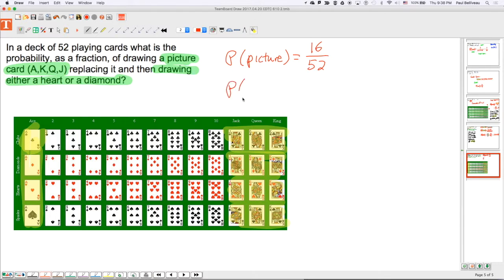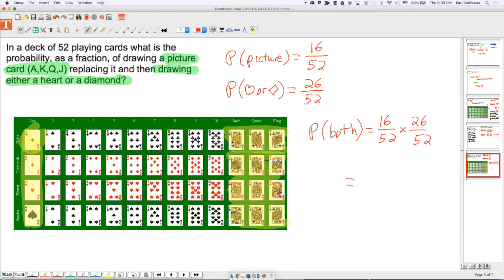Probability of a heart or a diamond, we figured out before. There are 26 hearts or diamonds, adding the 13 diamonds to the 13 hearts, you get 26 total out of 52 cards. The probability of these two things happening right after the other, when you put the cards back, is 16 over 52 times 26 over 52.